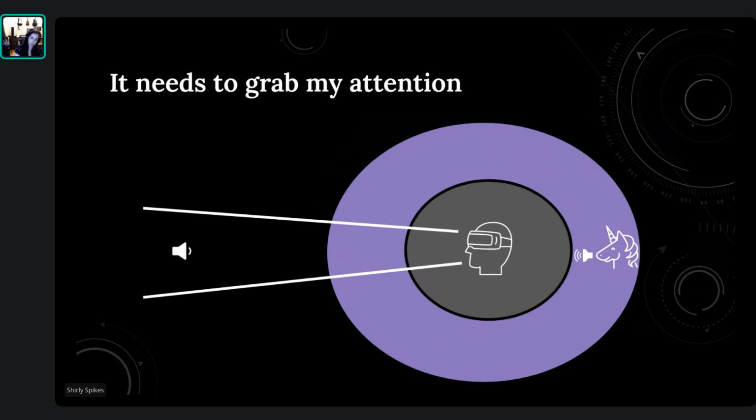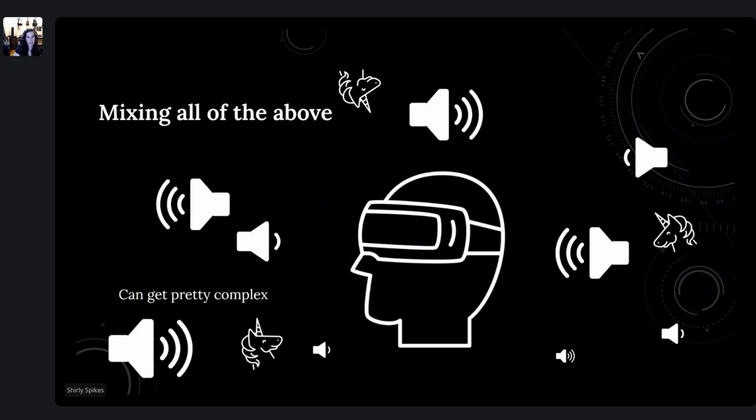So even if something is very far, even if I'm interacting with something else, something that needs my attention right now may get priority over the sounds that I am looking at or the sounds that are closer to me. And of course, mixing all of the above together in one experience can get really, really complex.